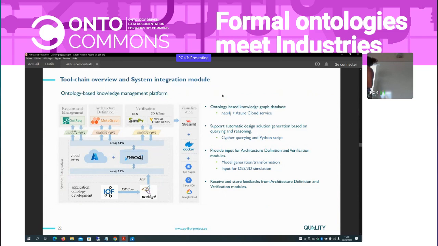So we have a knowledge graph database, where we were using Neo4j for this prototype. And we had a cloud server to have these API calls for the connectivity to the other systems.